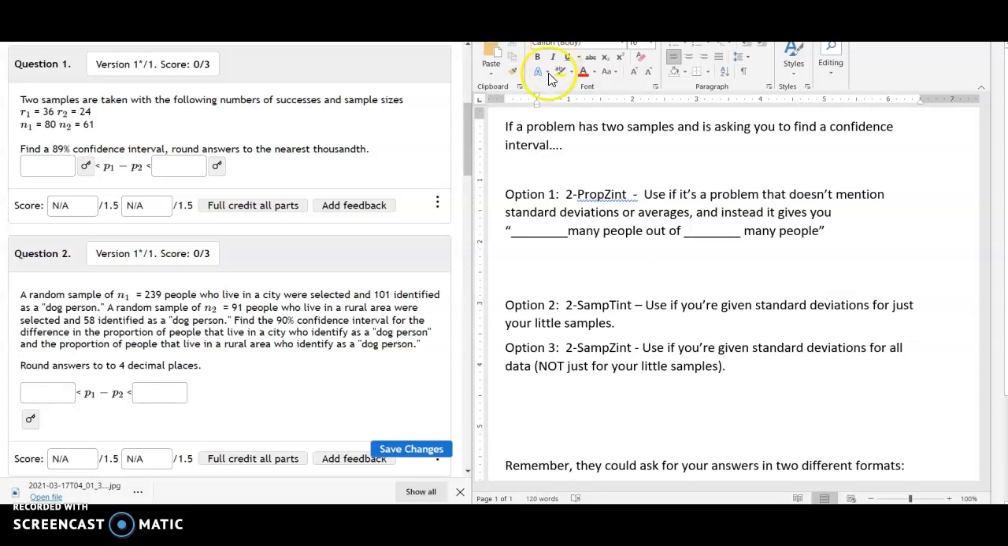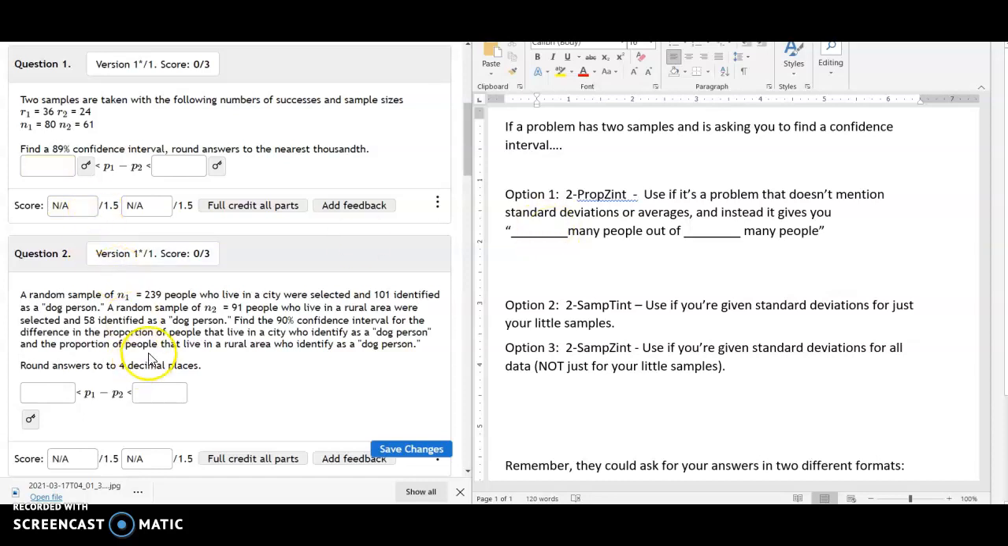But just to go over that again. In general, you have two main types of problems: proportion problems and average problems. If it's a proportion problem, the question is, how do you identify that? I always think of it as what I have written here. They're not giving you averages, they're not giving you standard deviations. Instead, they're giving you that I have this many people out of this many people.